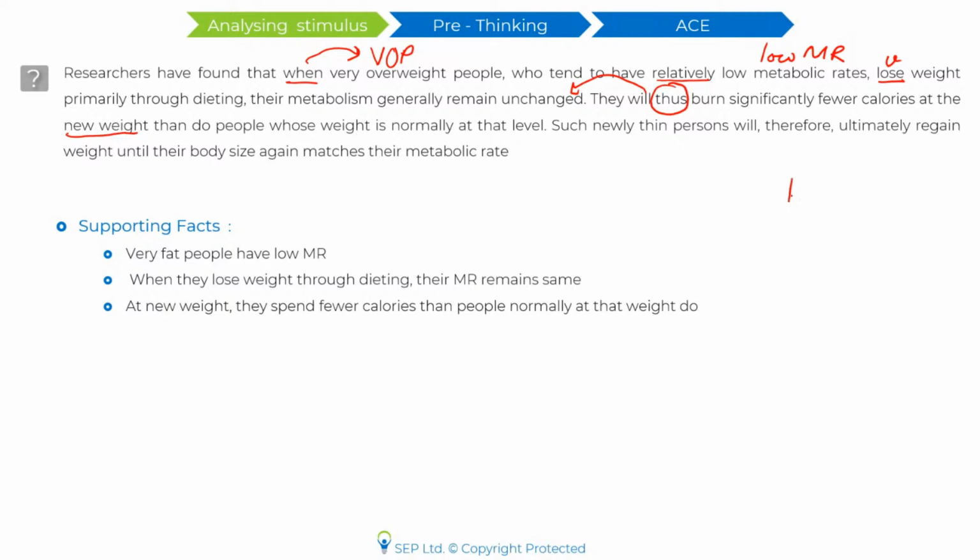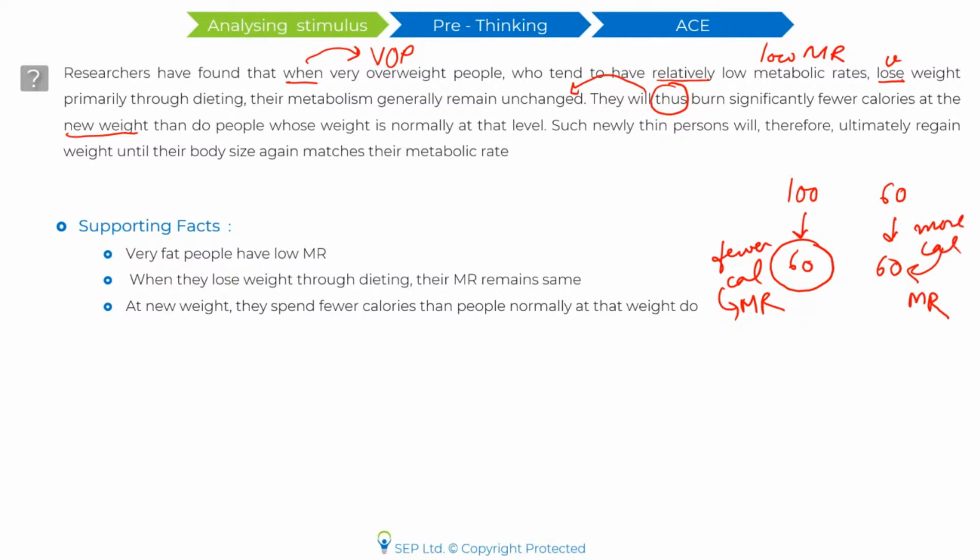So if a 100-kilo person becomes 60, and a person who was 60 is at 60, this person is going to burn fewer calories. Why? Because of the low metabolic rate, which means because the other person probably has a higher metabolic rate, that person is going to burn more calories even at the same weight.